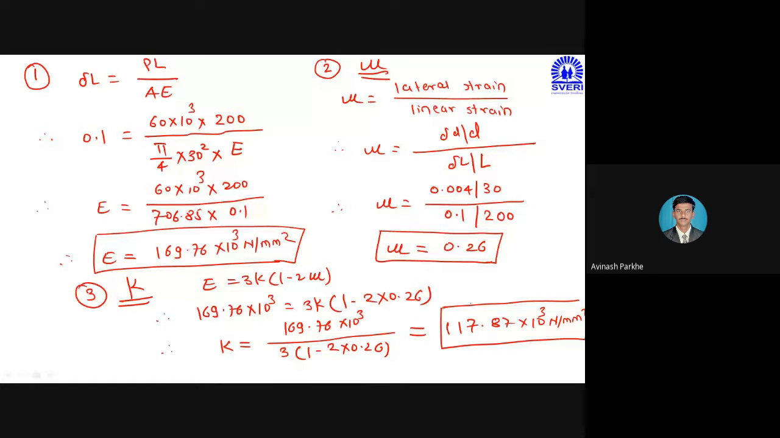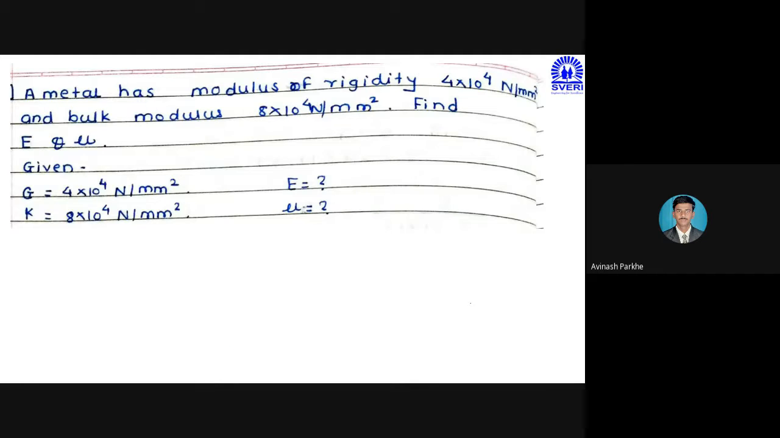Okay, so this is the first problem, related to the calculation of Young's modulus, then mu, and then by using E and mu, we have calculated the bulk modulus K. Now, this is the second problem. Very simple. Please read the statement carefully first.